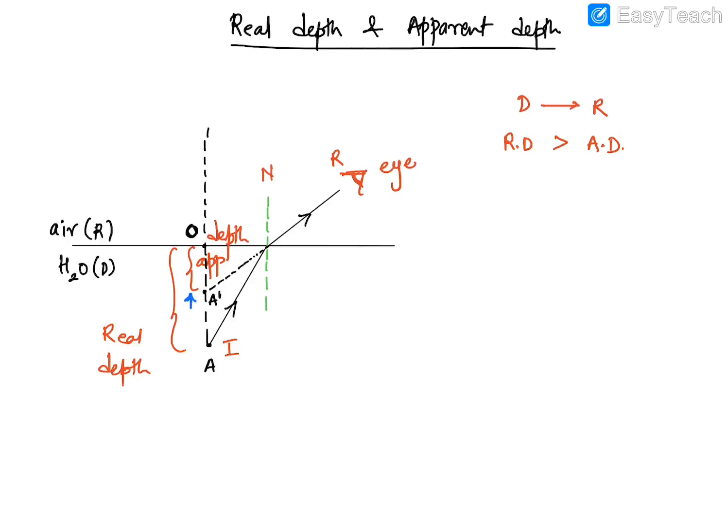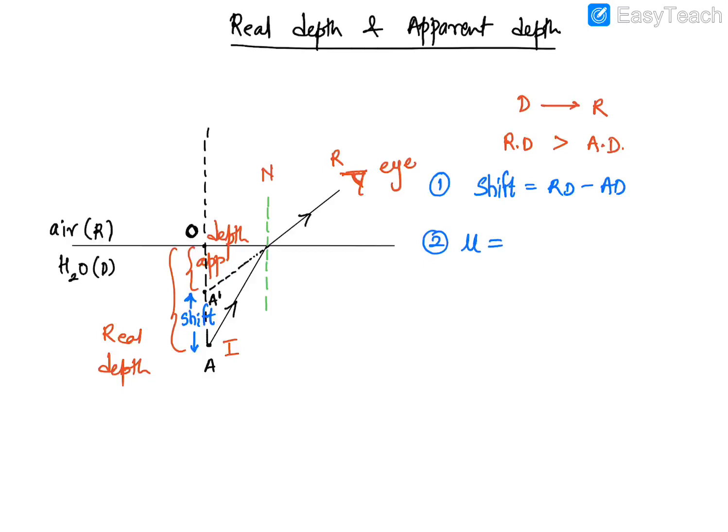A dash. So this distance is called what? Shift. I'll write it out here again. Your shift will be equal to real depth minus apparent depth, the difference between them basically. So by how much it appears raised, that is called what? The shift.